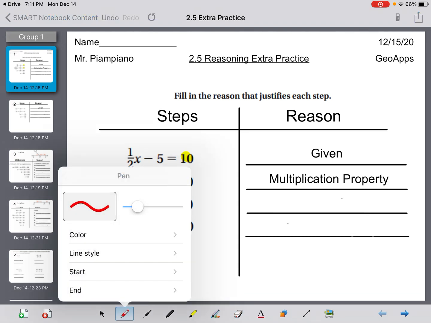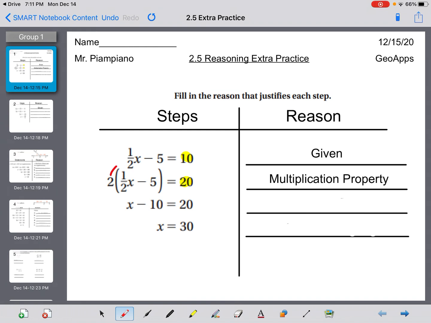Okay? From here, it appears that they distributed this 2. 2 times 1/2 equals 1x, and 2 times negative 5 gives you negative 10. So that's the distributive property. Okay? And then from here, it looks like they just simply added 10 on both sides to give you x equals 30, which would be your addition property.